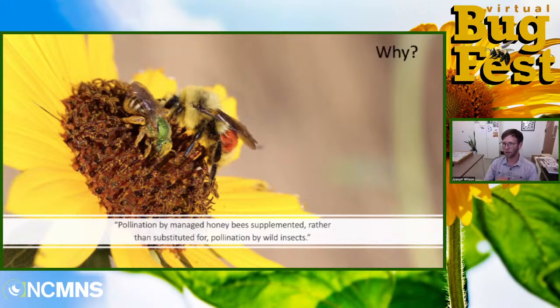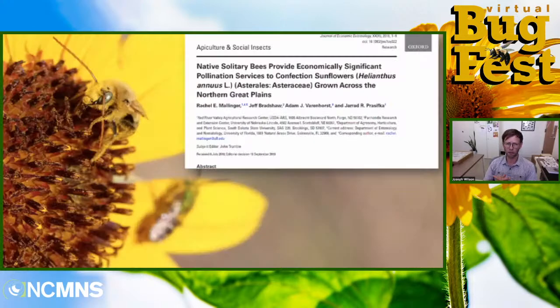And the question might be, or it should be, why? Why are wild pollinators doing so much more work than honeybees? And a part of it is the behavior. I mentioned that some wild bees are picky eaters.